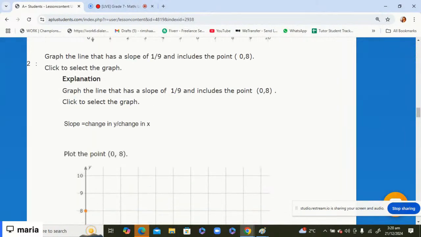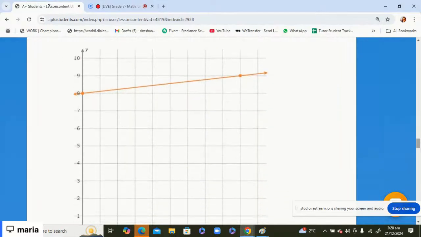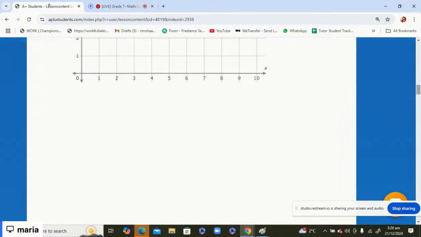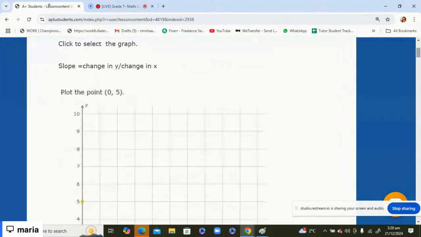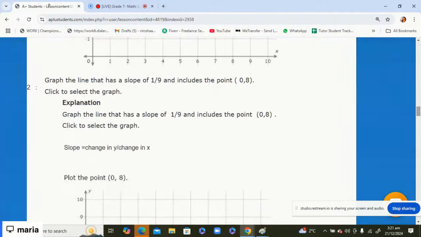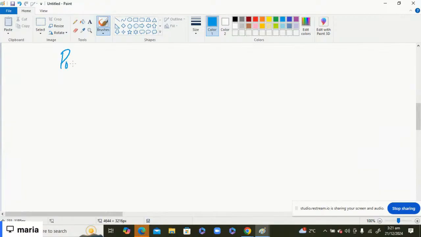Graph the line that has a slope of 1/9 and includes the point (0, 8). Now the slope is given as 1/9 and the point is given as (0, 8).